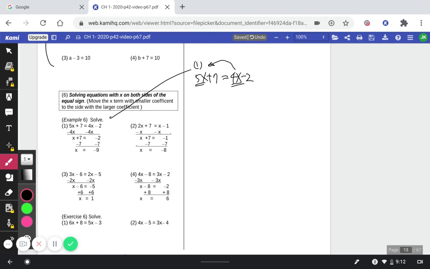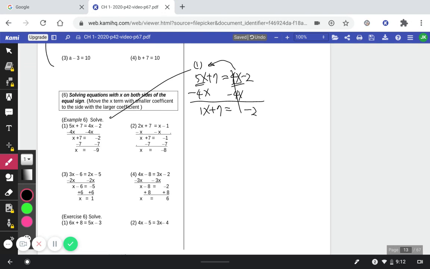So 4x means plus 4x, so what you do is minus 4x on both sides. Again, can I do that? Yeah, as long as you do it on both sides, the equality stays the same. So by doing that, 4x cancels out with this 4x, and 5x minus 4x is 1x. So you're going to have an equivalent equation: x plus 7 is negative 2.